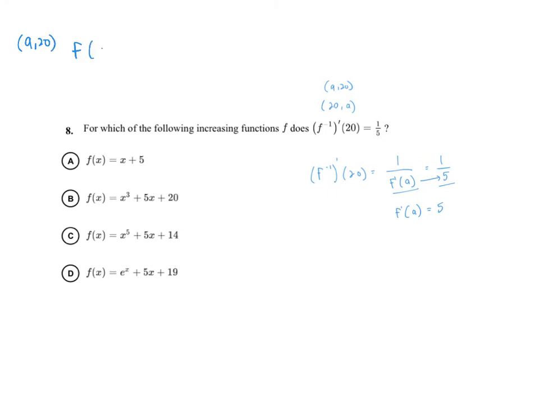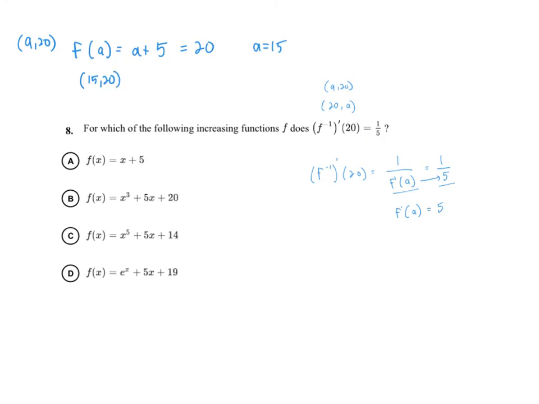So you can do f at a equals a plus 5, and this is for answer choice A, and then that equals 20. So if you plug in a, you get 20. That means in that case a would be 15. So for this first answer choice, you'd have the point 15 comma 20.